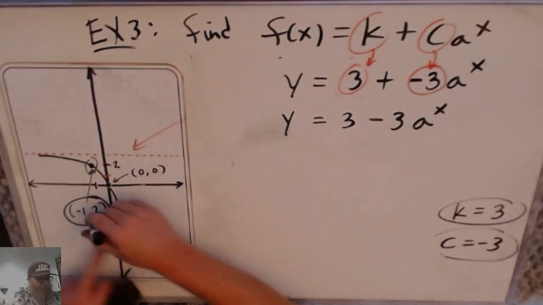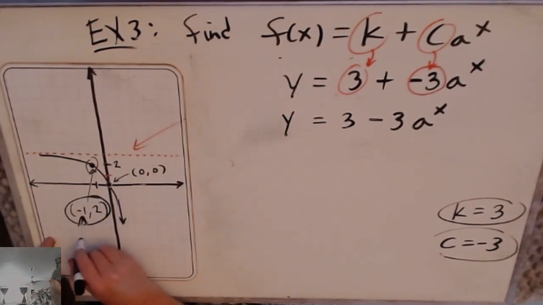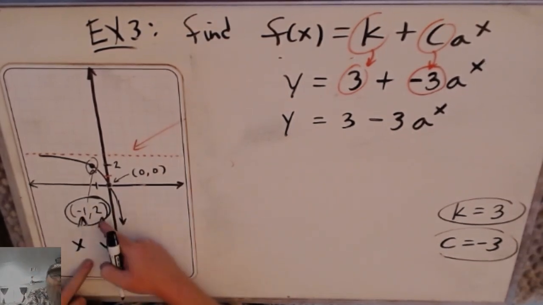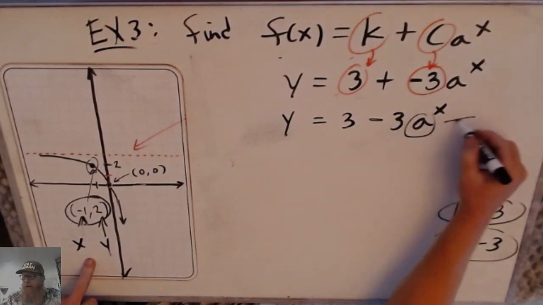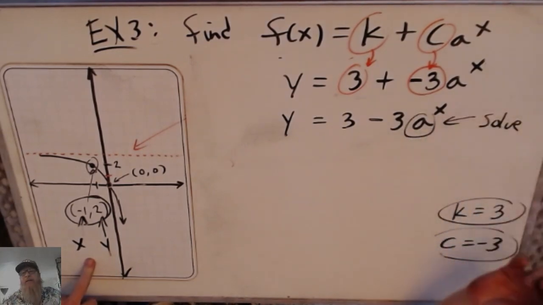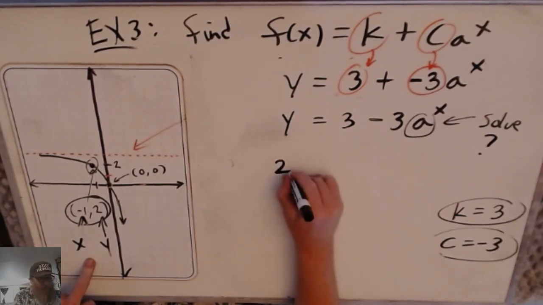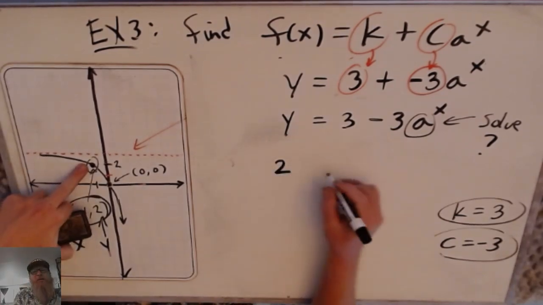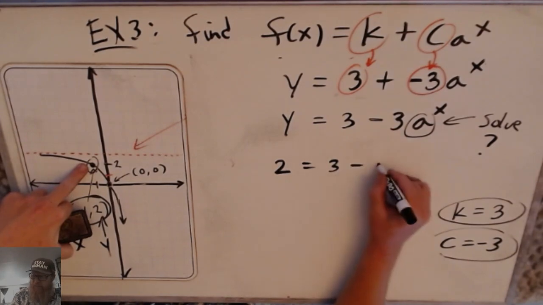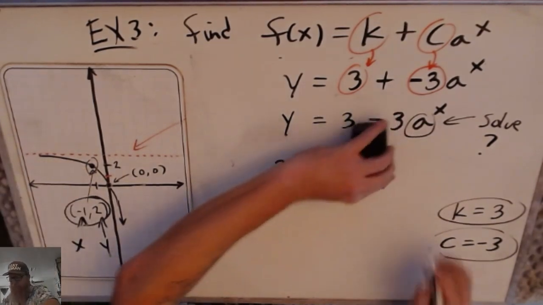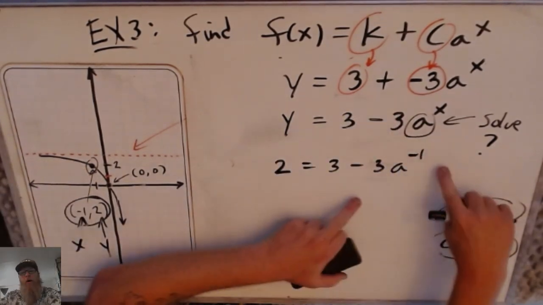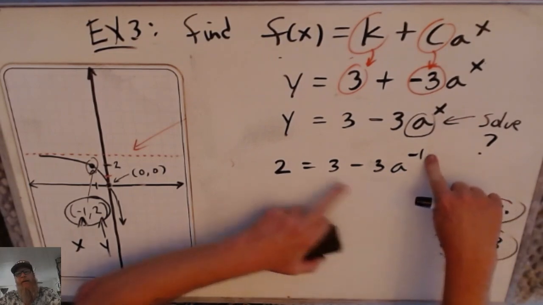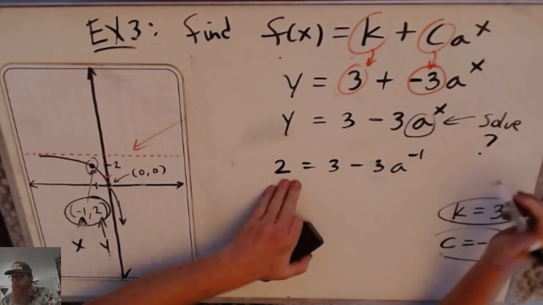Okay, so what did I pick? I picked x equals -1 and y equals 2. I'm trying to find a. Solve for a. So plug it in. Y is 2. X is -1. And now I'm going to solve this equation for a.